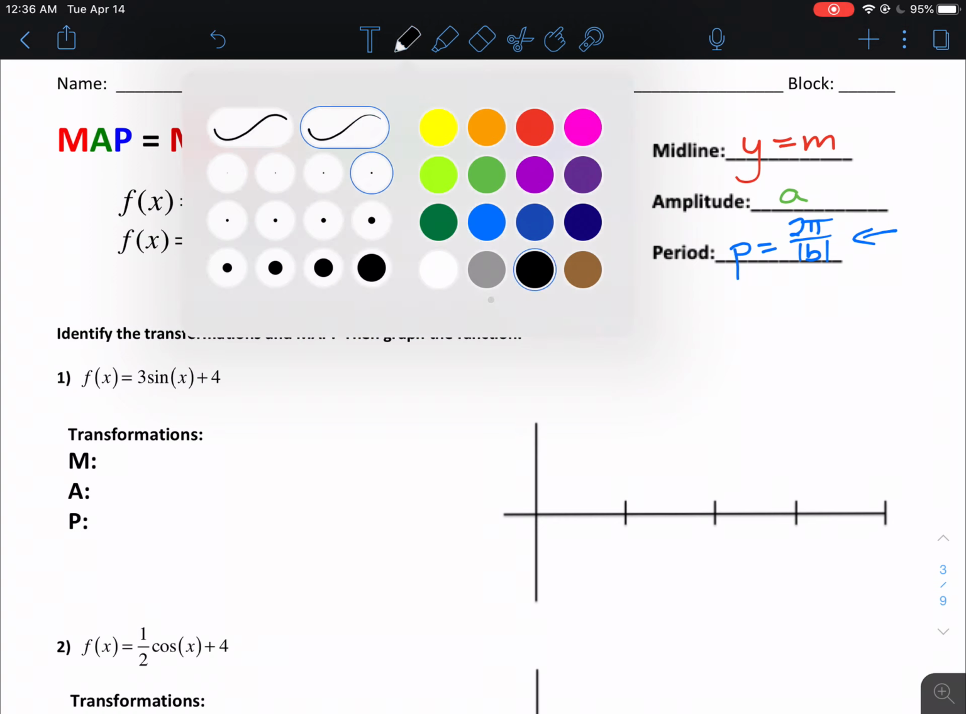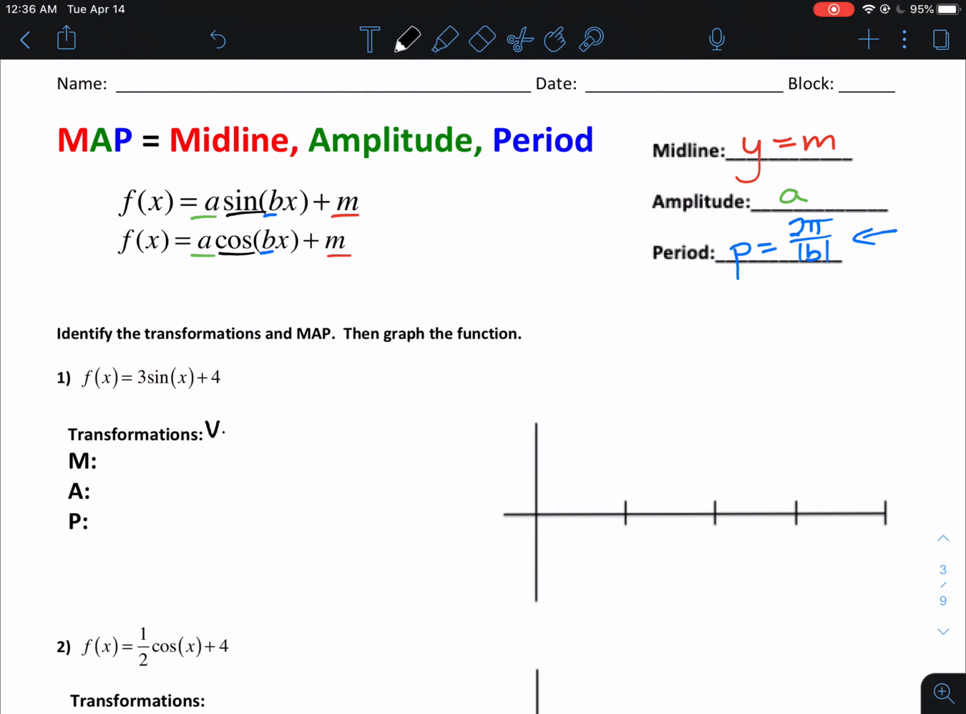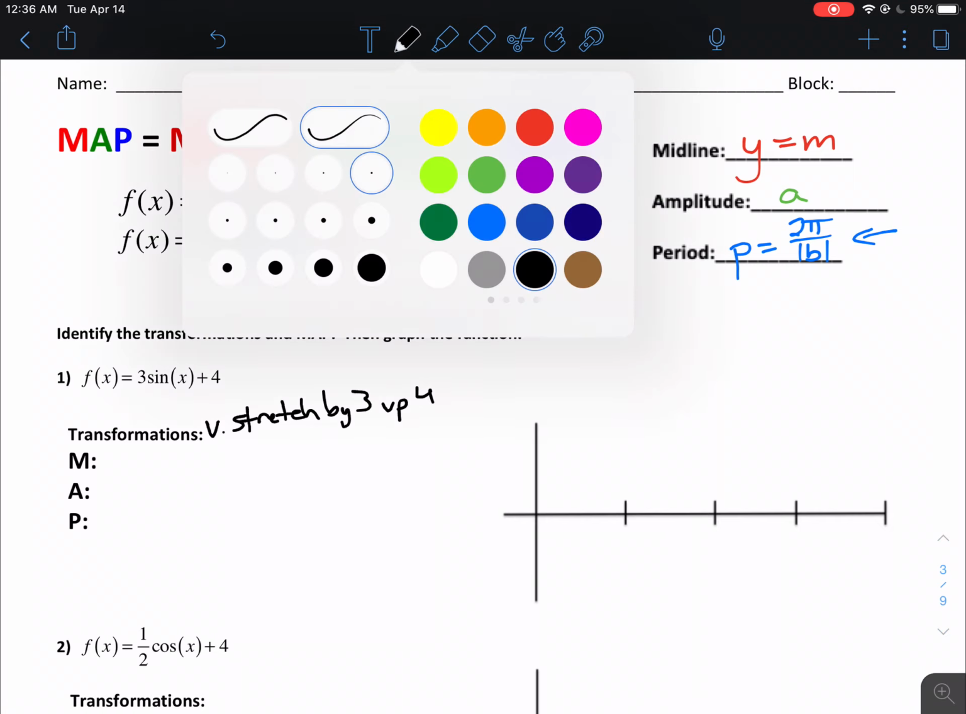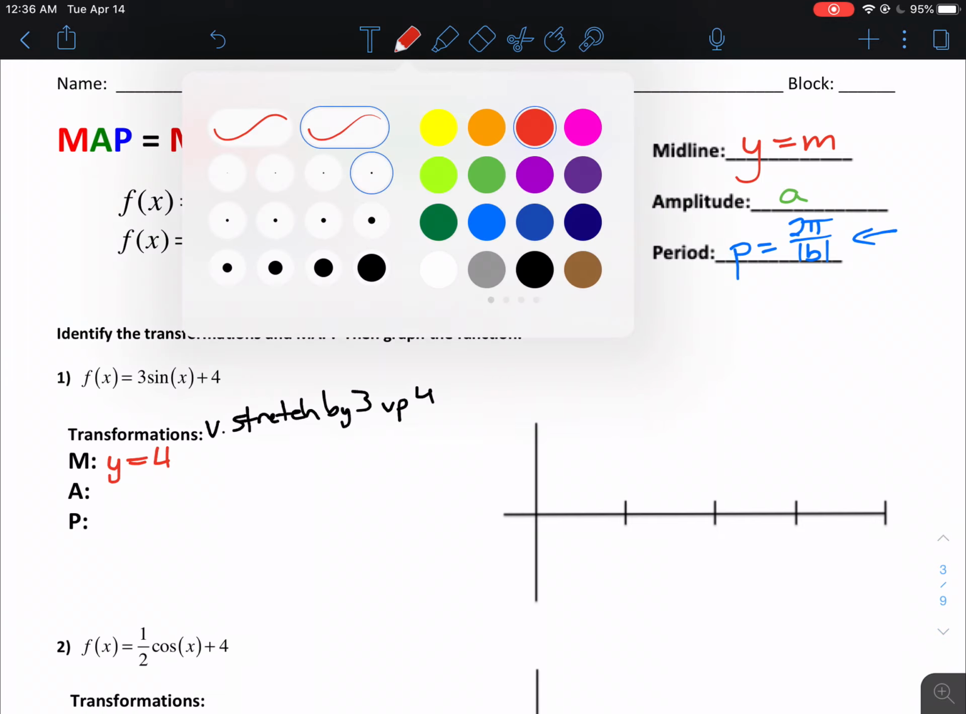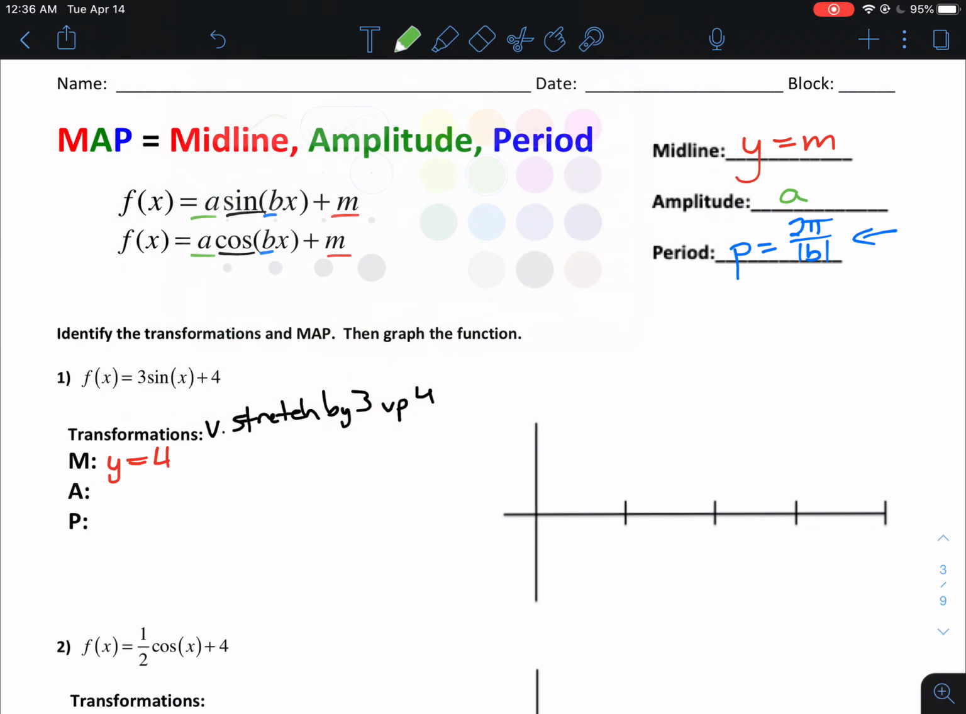So first off, transformations. There are 2 transformations here. We've got a vertical stretch by 3, and we've shifted up by 4. Okay, so the midline, we'll start with that first. It's going to be y equals whatever your up or down movement was, so y equals 4. Amplitude is the number in front of sine or cosine, so that would mean that our amplitude would be 3.